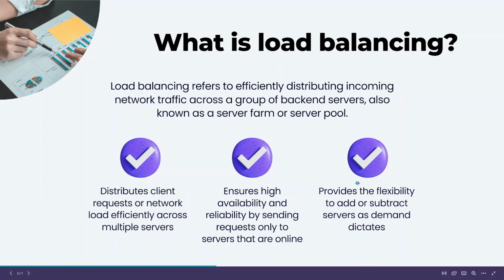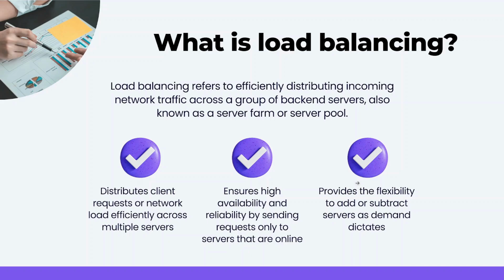What is load balancing? Load balancing refers to efficiently distributing incoming traffic across a group of backend servers. So we have multiple servers placed at the backend, and what load balancing does is distribute all the incoming requests among all the backend servers so that there is no load on one single server. And this group of backend servers can also be called a server farm or a server pool.